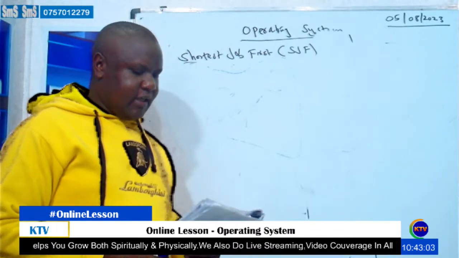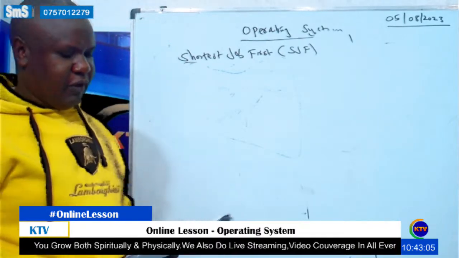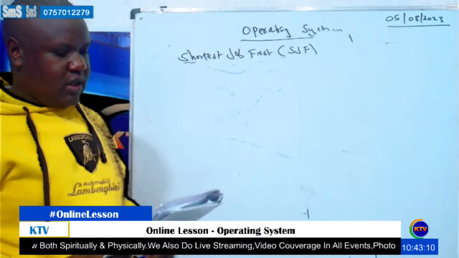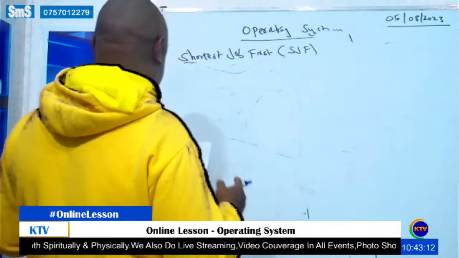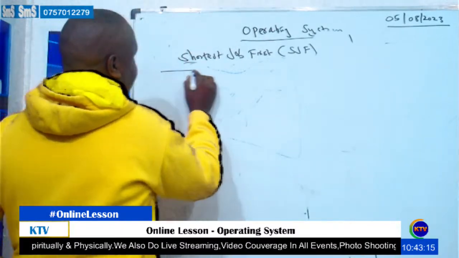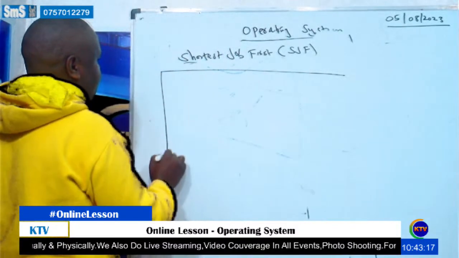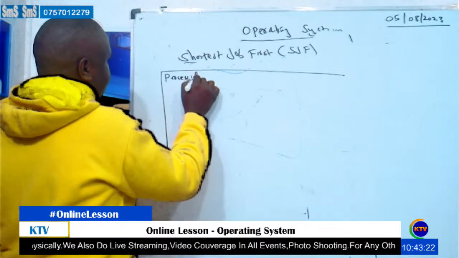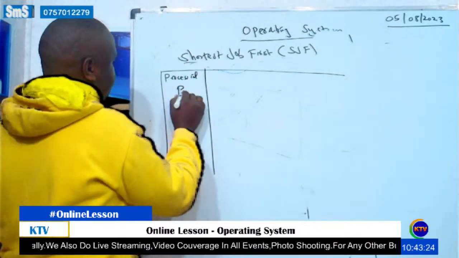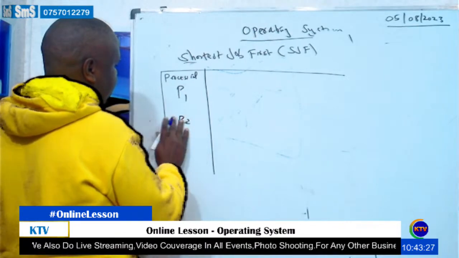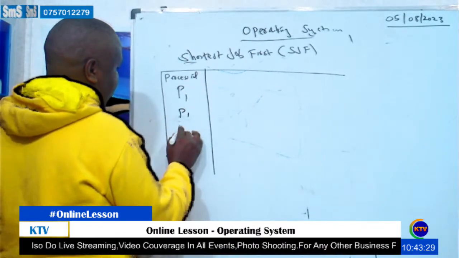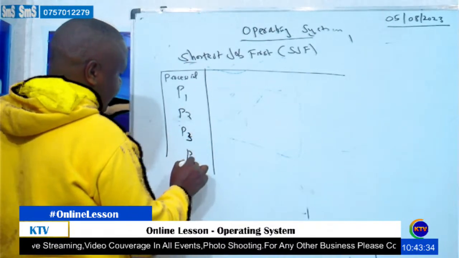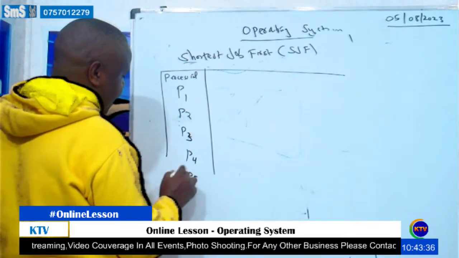We are considering a set of 5 processes whose arrival time and burst time are given, like the one that we did earlier. So we have the process ID: process 1, process 2, process 3, process 4, and process 5.